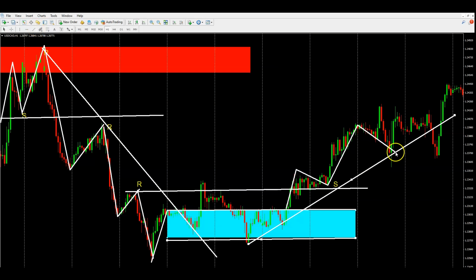Keep it simple. Don't overcomplicate anything. Make it work for you. Like I always say, make your charts, make your stuff work for you. False breakout. You see the false breakout right here?